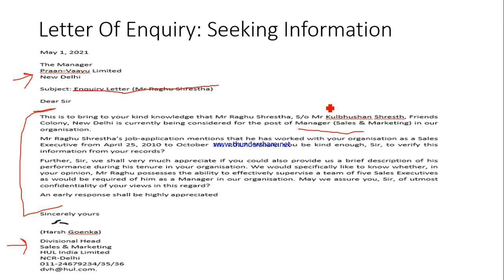Who is Mr. Raghu Shrestha? He is son of Mr. Kulbhushan Shrestha, and the address, so that there is no misunderstanding on the part of the Pranavayu manager, right?